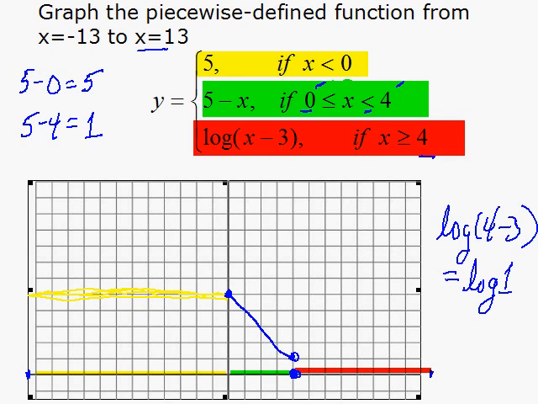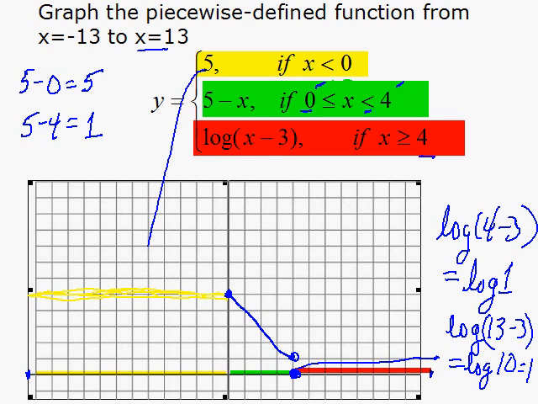Now look at the other endpoint. It was 13. The log of 13 minus 3 is the log of 10. What's the log of 10? It's 1. Okay. So way over here, it's going to be 1, and so the function looks like that. First piece right here, that terrifically silly looking line here, and this piece down here, and there is a jump.